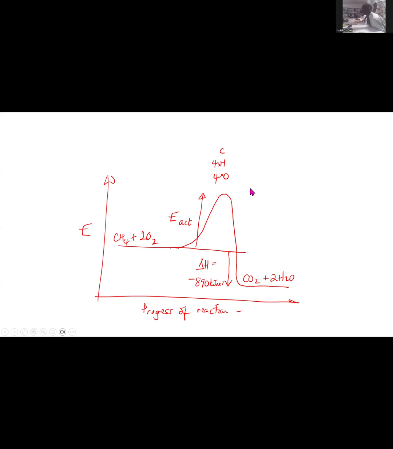In other words, going up this side, we are just breaking bonds. That's the endo bit. And coming down the other side, we're making bonds, and that's exo. So let's have a look at a calculation and see how it goes.